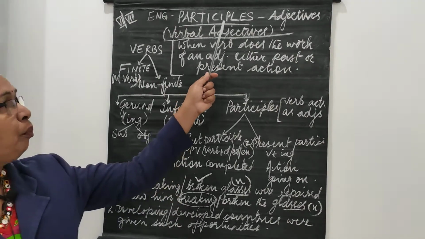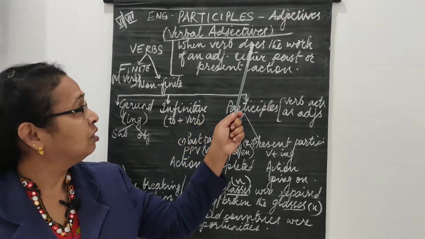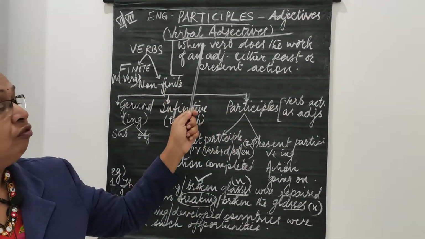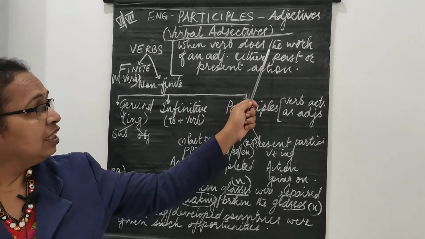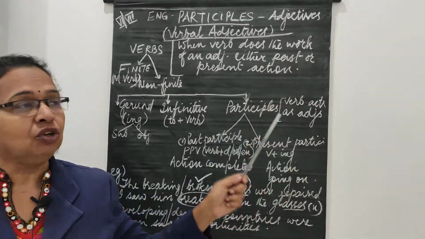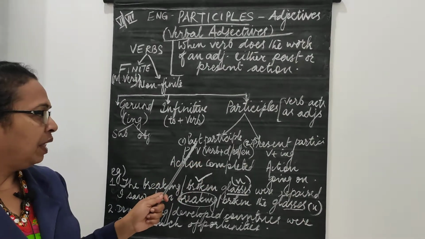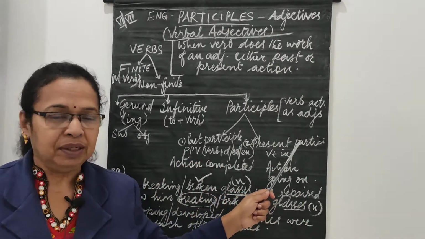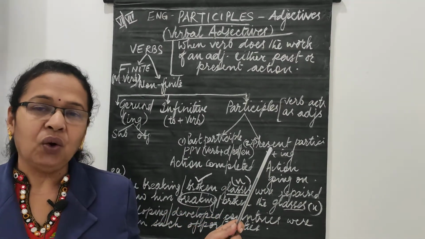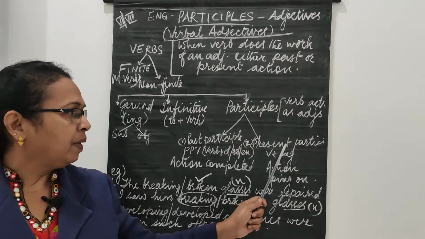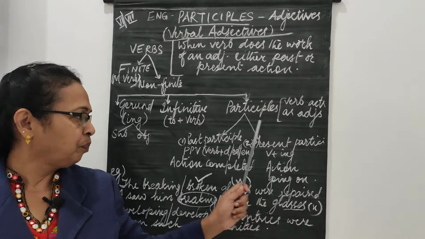I hope the topic participles is clear to you. So let's revise once again before we close. Participles are called verbal adjectives. Why are they called verbal adjectives? The verb that does the work of an adjective is called a participle. How many types are there? They are of two types, past participle and present participle. Past participle is formed by adding d, ed or en to the verb. Present participle is formed by adding ing to the verb.